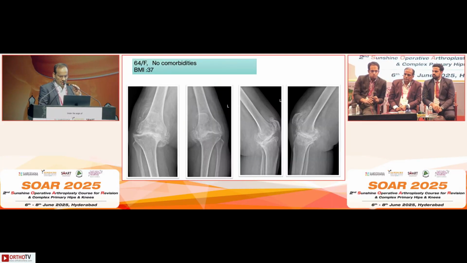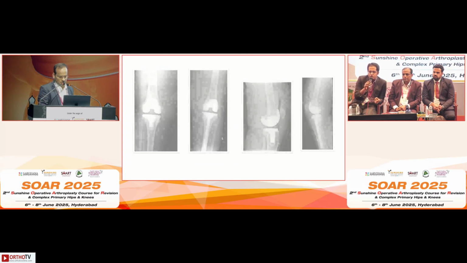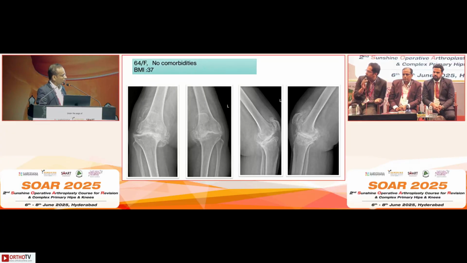Okay, so we'll go to the second case. It's a 64-year-old female. There are no comorbidities. BMI is 37. Start from the left. What's your choice of implant, or how will you proceed? Yeah, so 64-year-old, severe varus. The choice of implant will be a posterior stabilized knee. Though it looks like severe varus, and I think it must be around 20 to 30 degrees varus, though it looks quite stiff and severe, intraoperatively, when you remove all the osteophytes, you get a good amount of correction, which will help in your balancing.